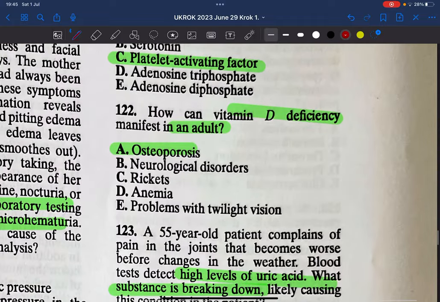Vitamin D deficiency is important. Vitamin D is important for growth of the bones; in adults deficiency produces osteoporosis, in children it produces rickets.